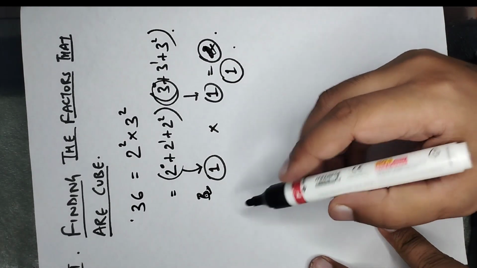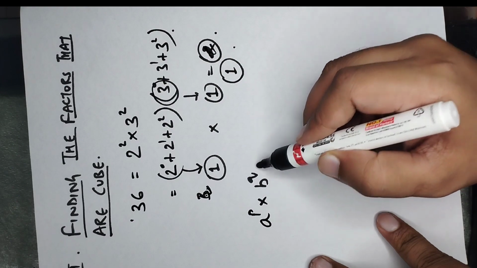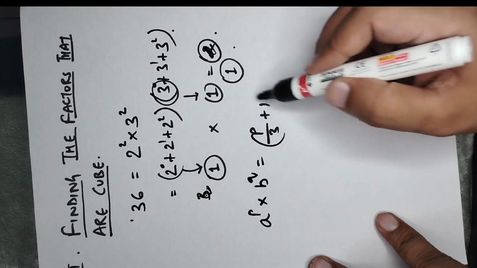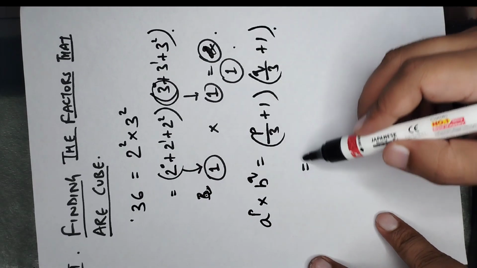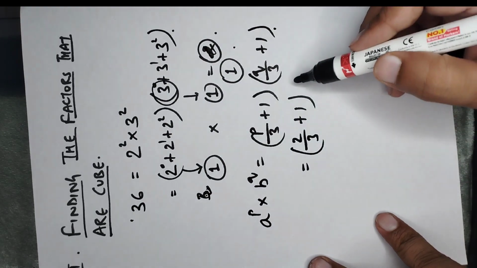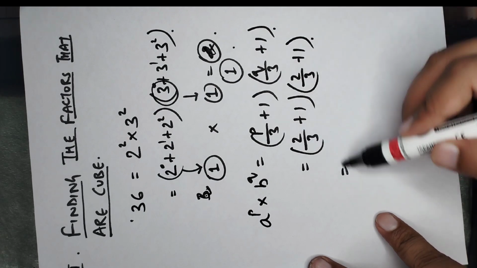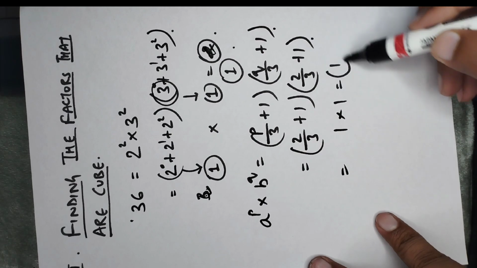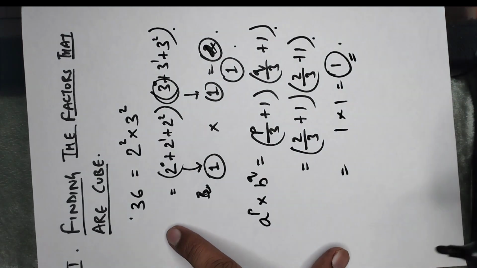Now what else can we do? We can write it in the form like this, and simply divide this P by 3 plus 1, and again Q by 3 plus 1. Now this P here is 2 by 3 plus 1, and this Q here is 2 by 3 plus 1. As 2 is not divisible by 3, this is 1, and this is also 1. We get that only one factor of 36 is a perfect cube.